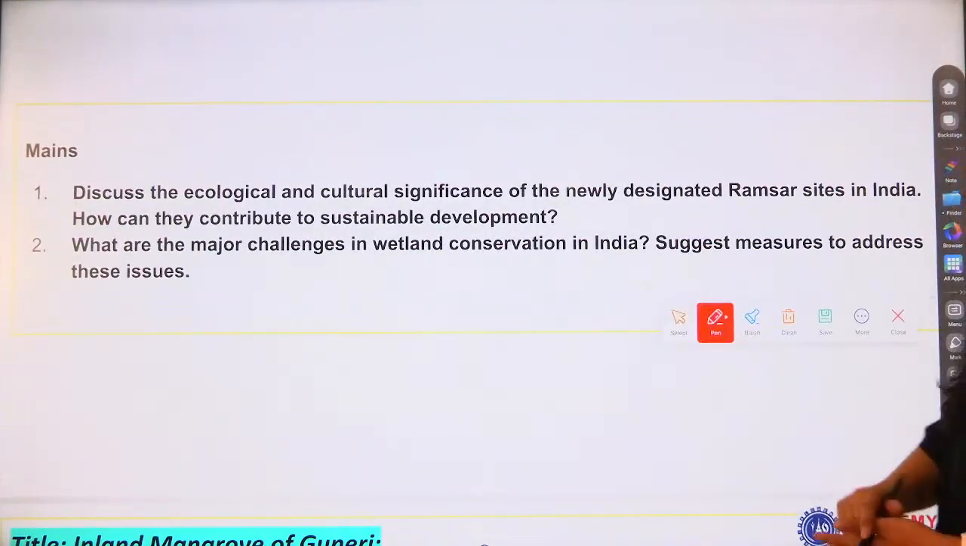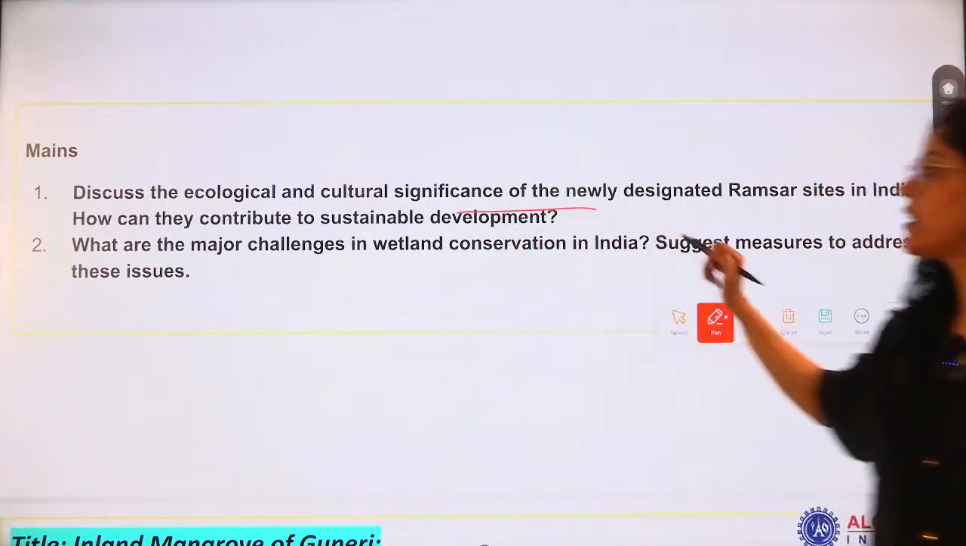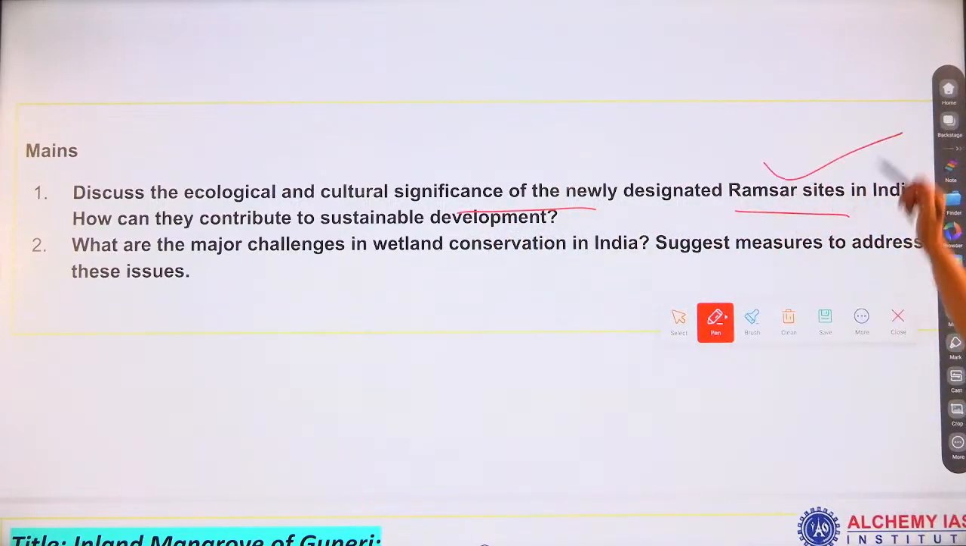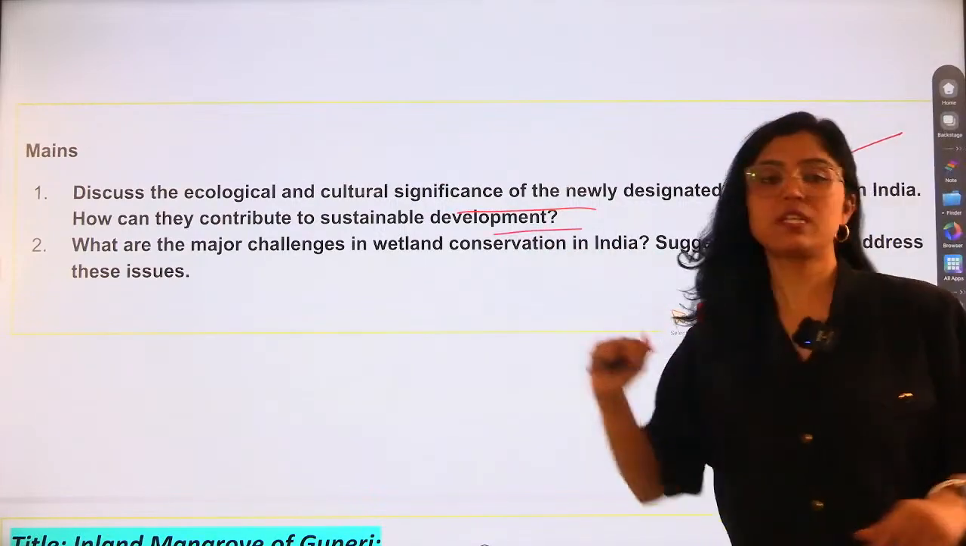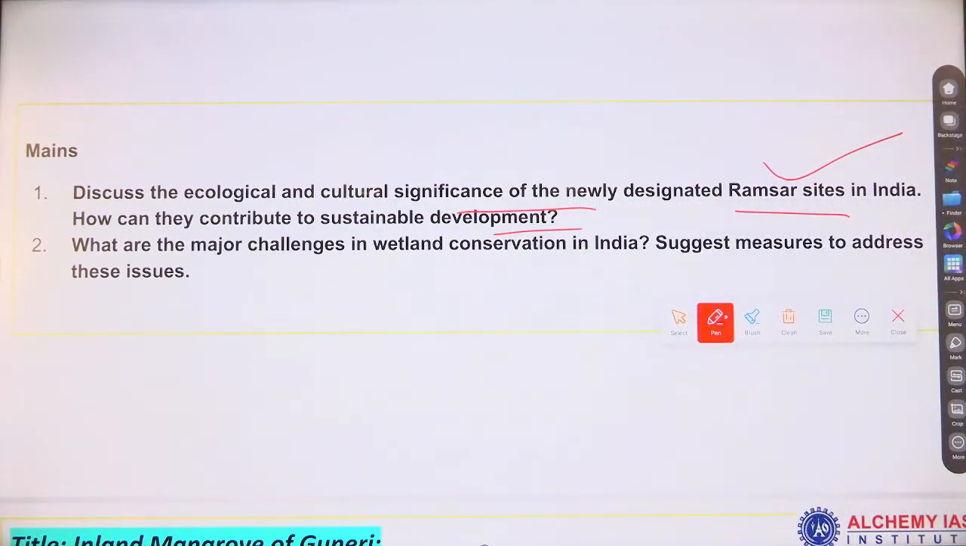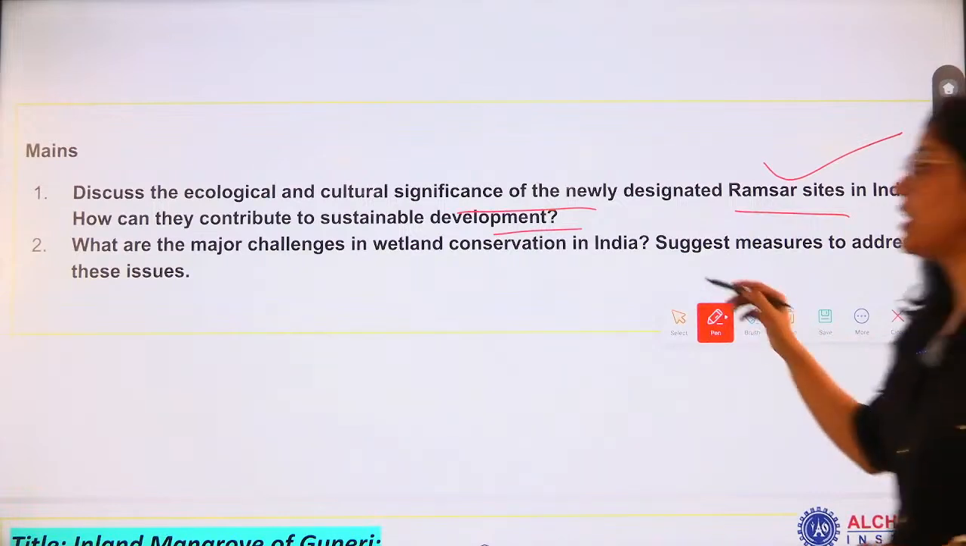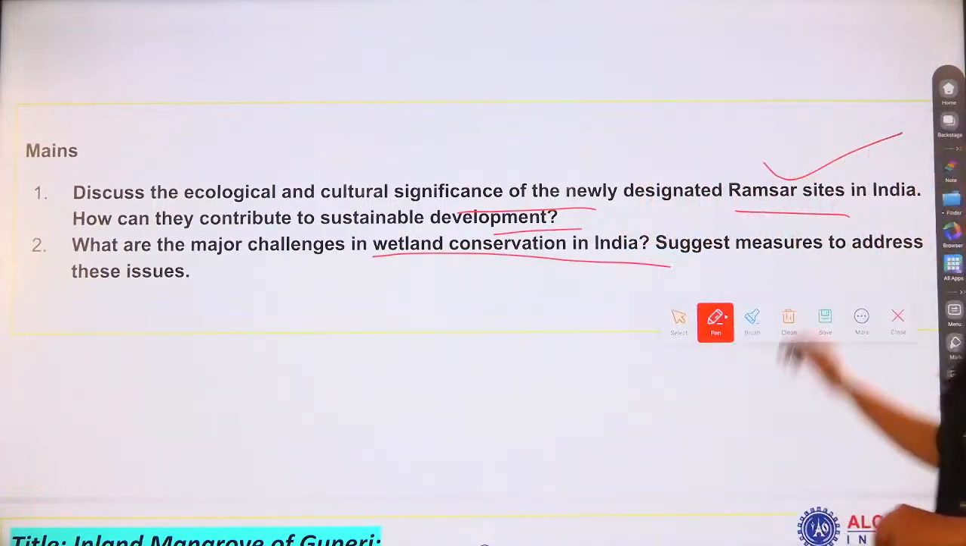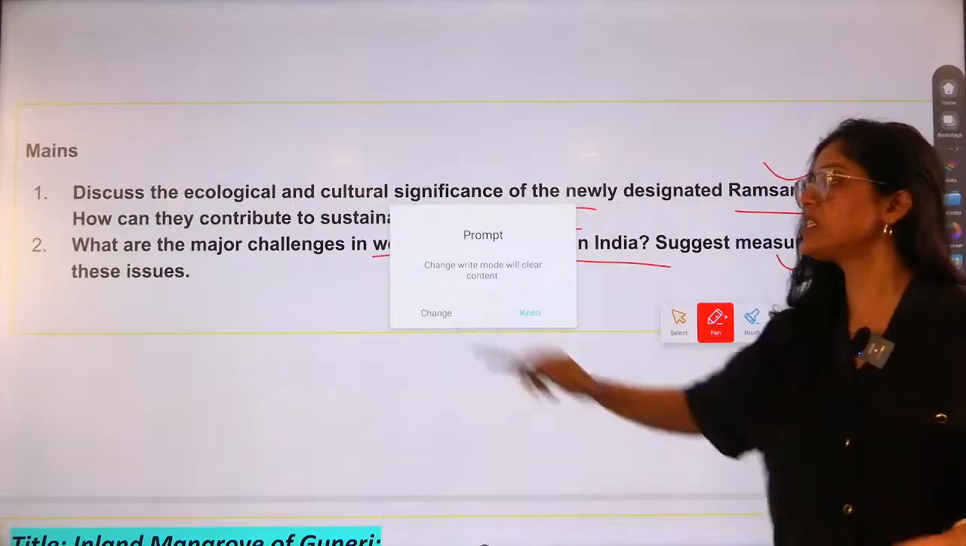Mains question: discuss the ecological and cultural significance of the newly designated Ramsar sites in India. How can they contribute to sustainable development? Very, very important. Next is, what are the major challenges in wetland conservation in India and measures to address the challenges?